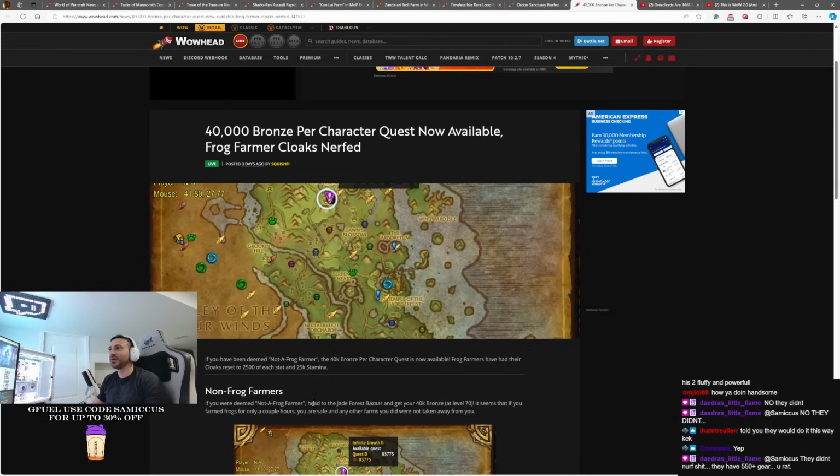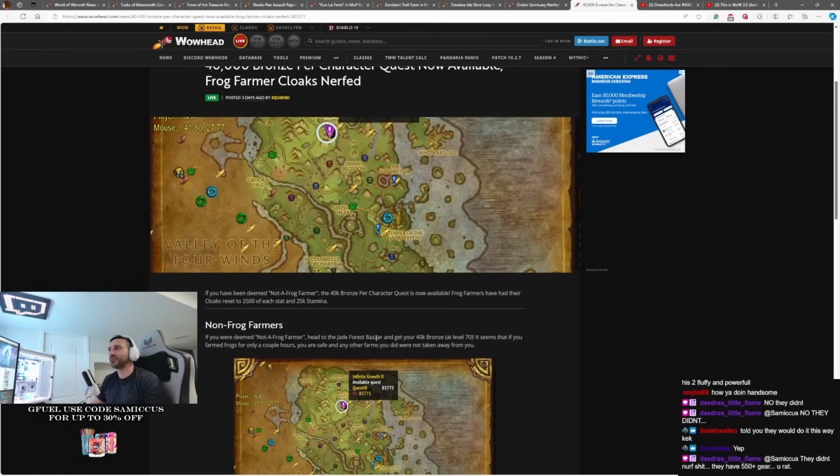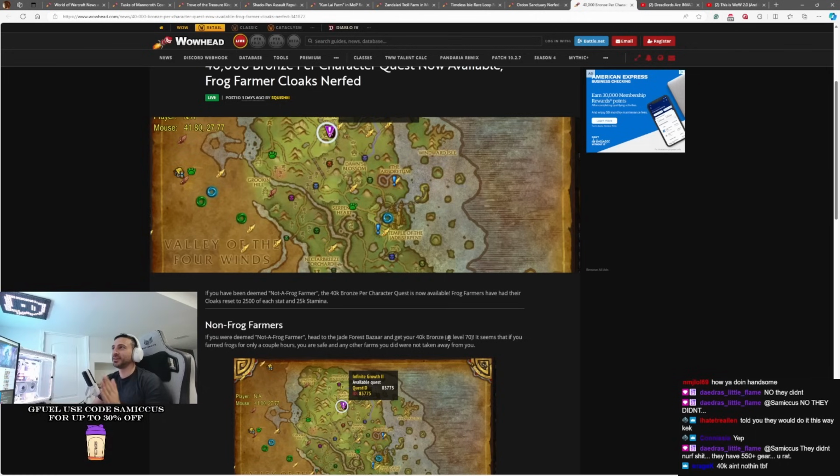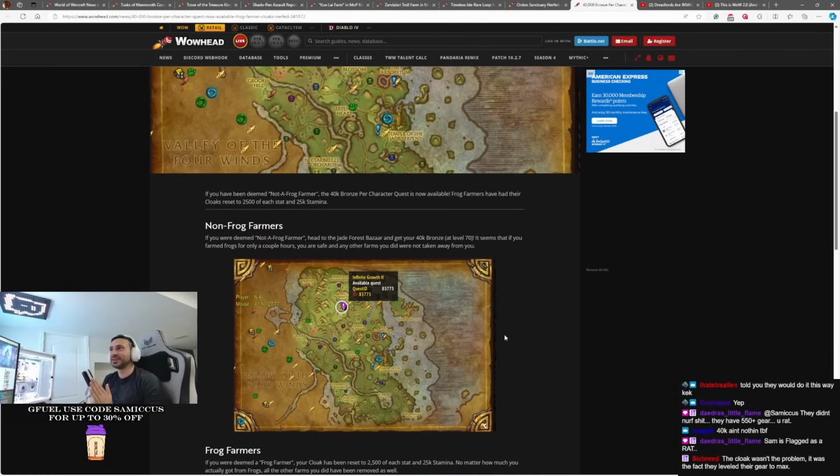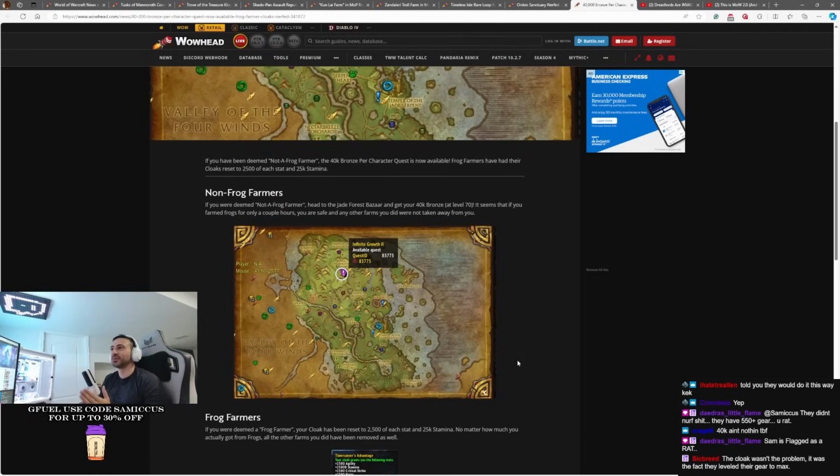Okay, so if you are identified or flagged as a non-frog farmer, you will get a quest at the Jade Forest to get your 40k bronze at level 70. So it's just a quest. Literally, you hit level 70, you go to the bazaar, and you get your 40k bronze. If you are flagged as a frog farmer, you do not get those 40k.